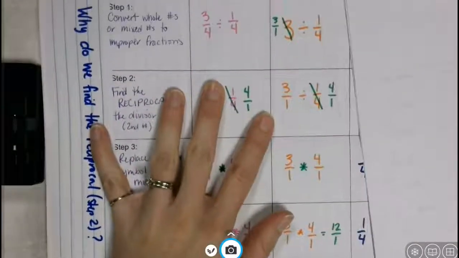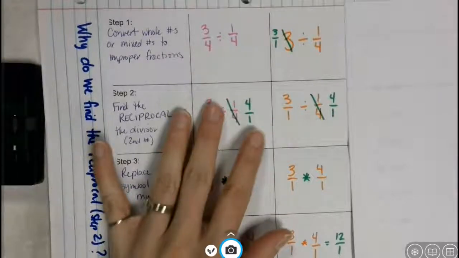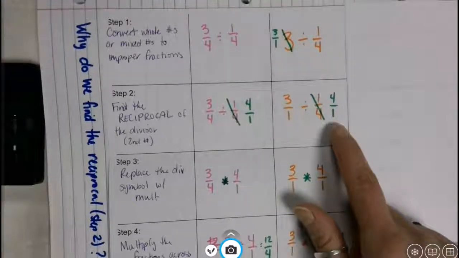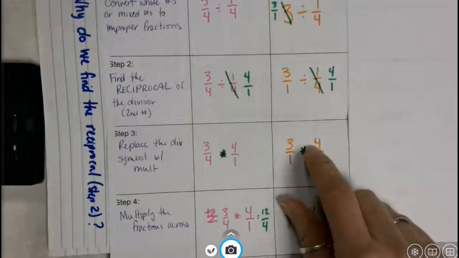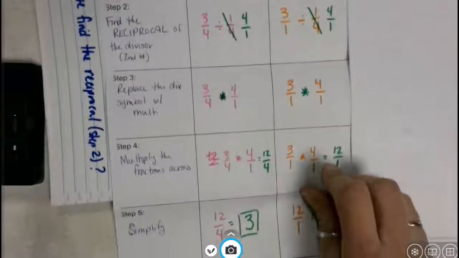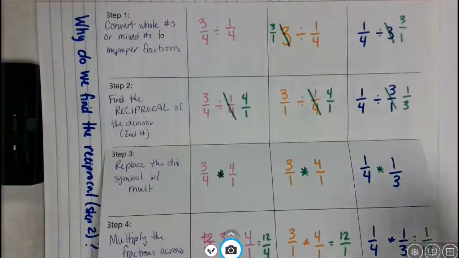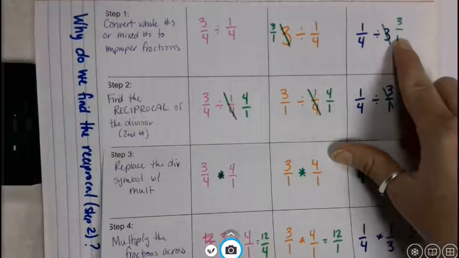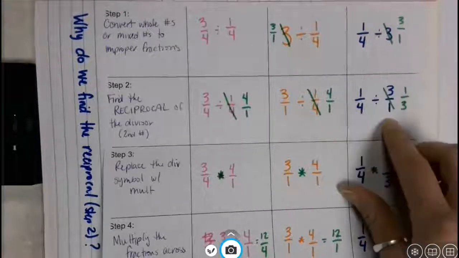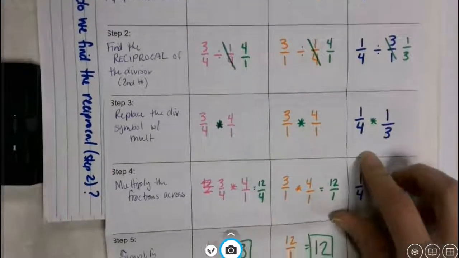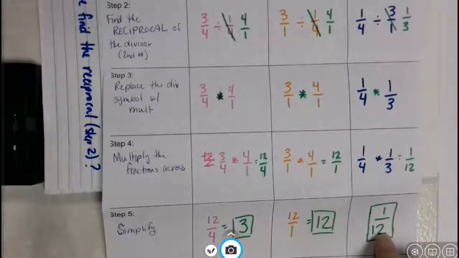So I'm going to follow those same steps, even if I start with the whole number divided by a fraction. I convert my whole number to an improper fraction. I find the reciprocal of the second one. I turn it into a multiplication problem. Then I go ahead and multiply, and I simplify. I follow those same steps if I have a fraction divided by a whole number. I take my whole number and convert it into a fraction. I find the reciprocal of my divisor, my second one. I turn it into a multiplication problem. I then multiply across, and I simplify if needed. Okay, so now we have this little cheat sheet that folds nicely into your notebook.